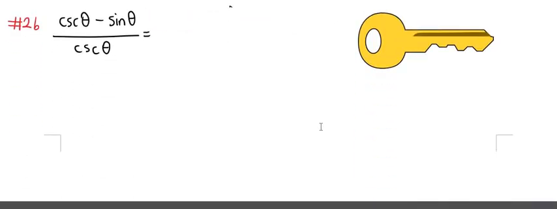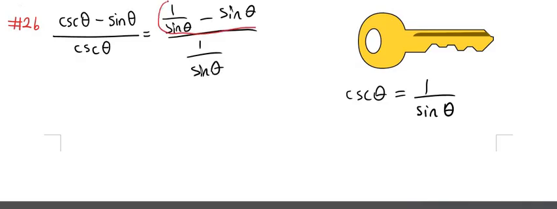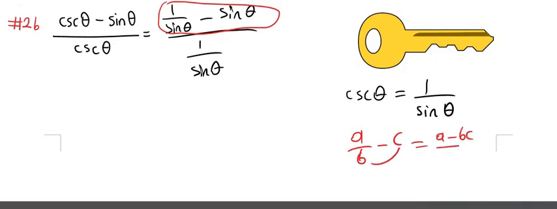Number 26. We have cosecant theta minus sine theta over cosecant theta. Here the idea is to express everything in terms of sine and cosine. We know that cosecant theta is 1 over sine theta. So I can rewrite cosecant theta as 1 over sine theta minus sine theta here over 1 over sine theta. I need to merge these two fractions here. So you can shortly, like a over b minus c is a minus b times c over the same denominator.